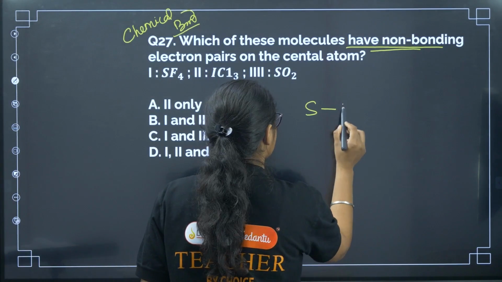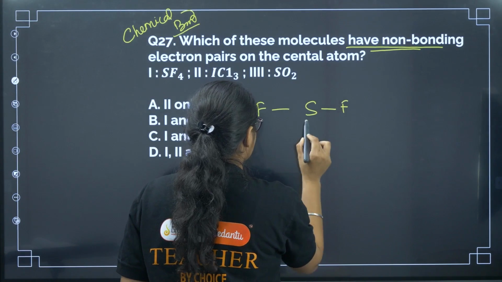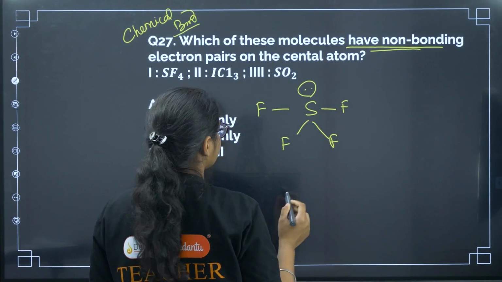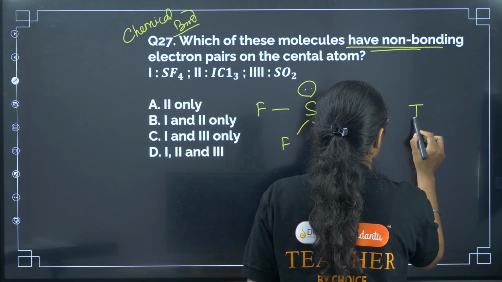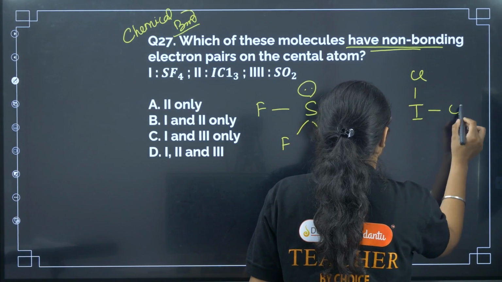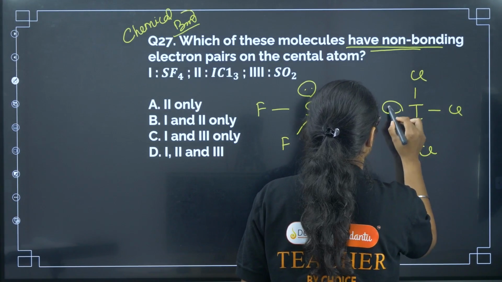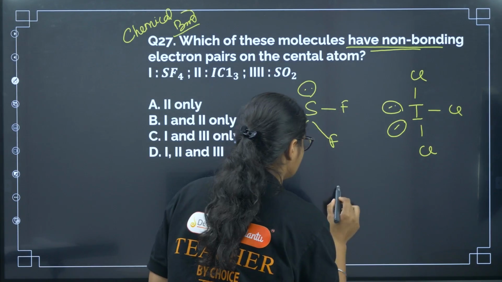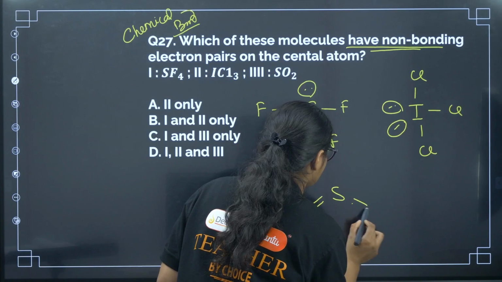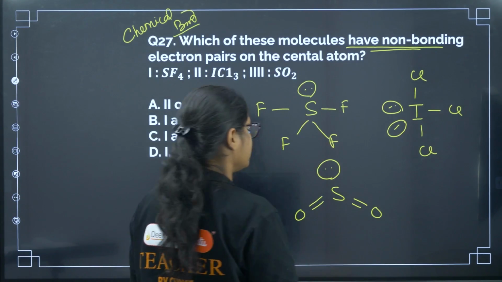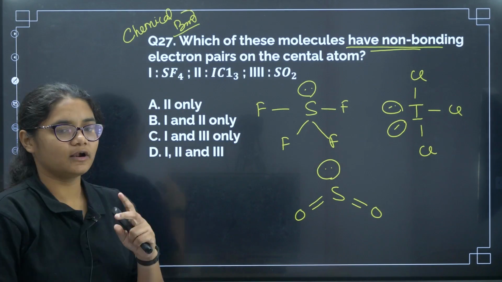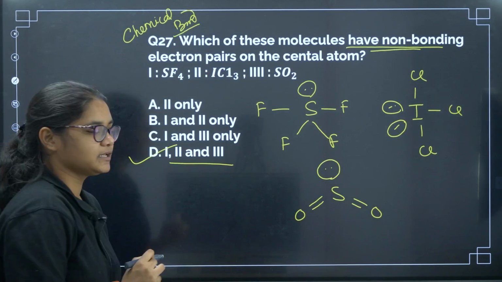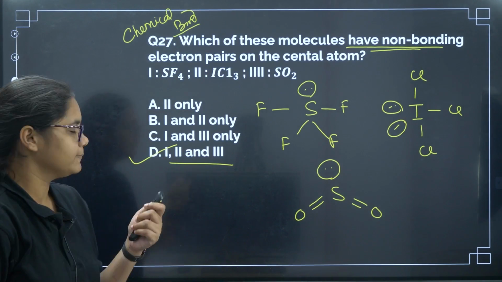SF4, if you know, its structure is seesaw shape with one lone pair. ICl3 structure will be with two lone pairs, so this also has lone pair, and SO2 structure will be, so this also has lone pair. So all 1, 2 and 3, all the 3 structures are having lone pair. So the correct answer for this question will be option number D.